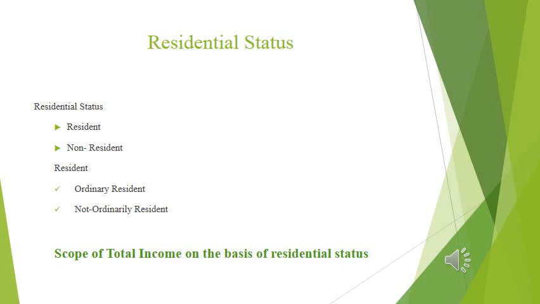A person may be resident and may be non-resident. Basically a person has two statuses: first one a resident and another one non-resident. Automatically a resident assessee again can be categorized into two. First one, that is ordinary resident. Second one, that is not ordinarily resident. Please listen. Resident assessee can be divided into two: ordinary resident, not ordinarily resident.